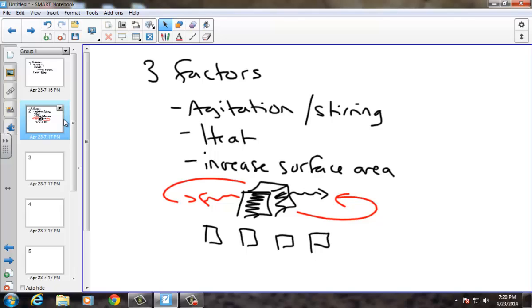Saturated, supersaturated solutions, based on that worksheet, you should know all about those. Remember, supersaturated is a solution that contains more dissolved solute than saturated, and it's a temporary condition, usually because of heat.